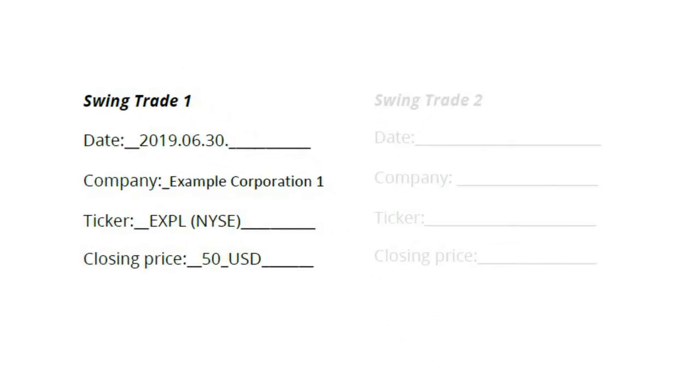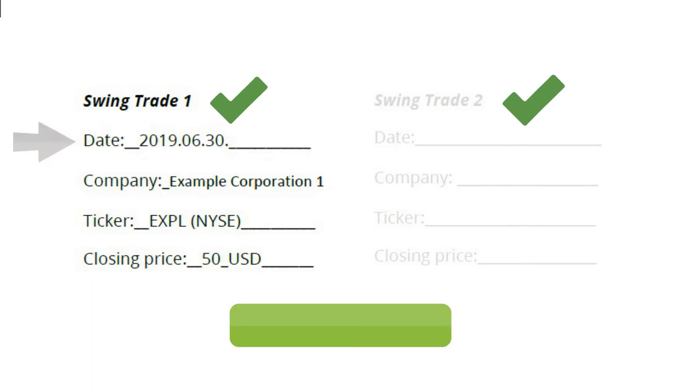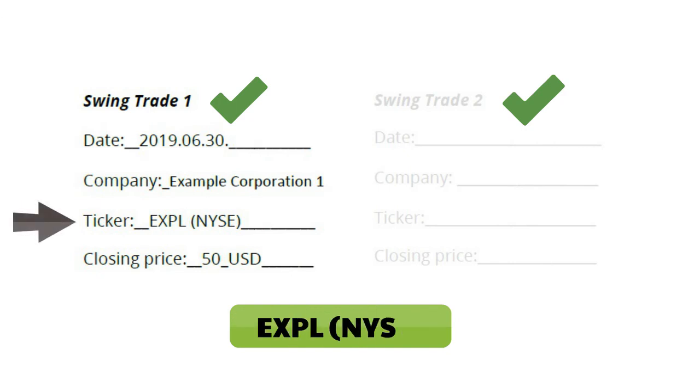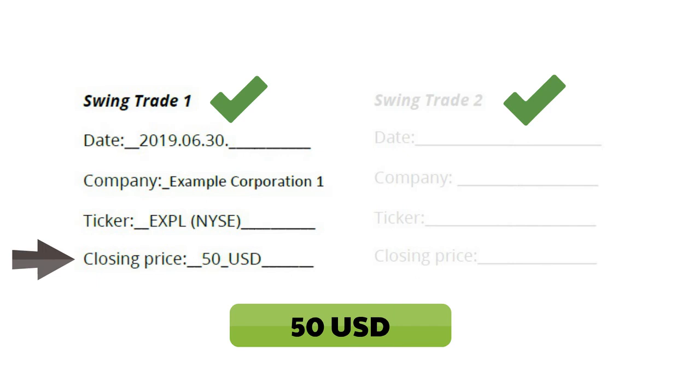In the swing trade section you can see the same two columns like in the buy and modify ones, with some difference in details. The date of the sell, the name of the company, the ticker and the name of the stock exchange, and the closing price of the position.